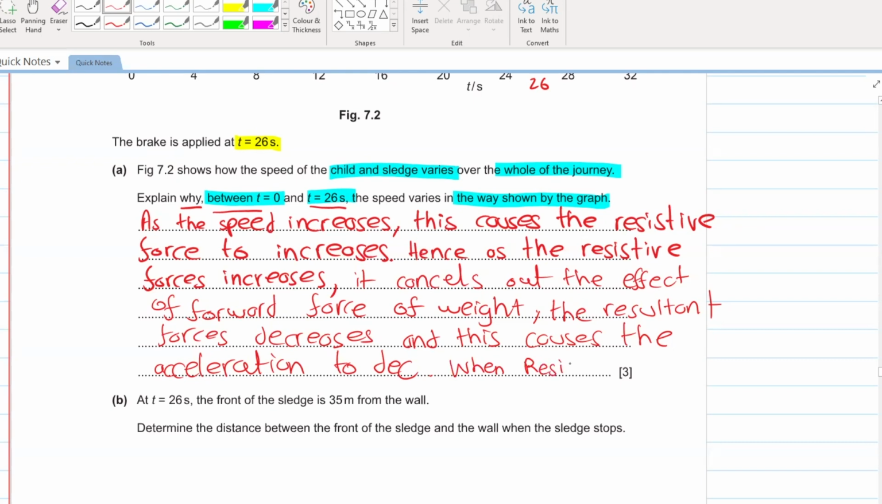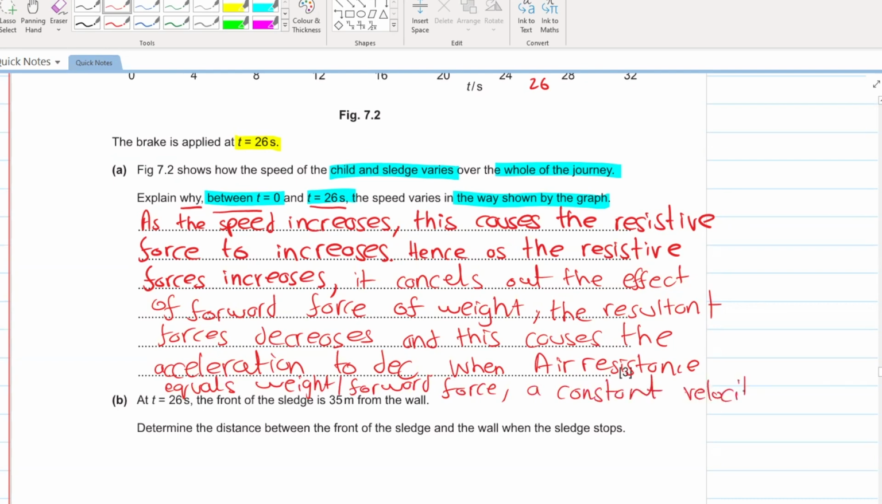resistive forces, or you can say air resistance, equals weight, or the forward force, a constant terminal velocity is reached. A constant velocity or terminal velocity is reached. Simple as that. Nothing complicated.